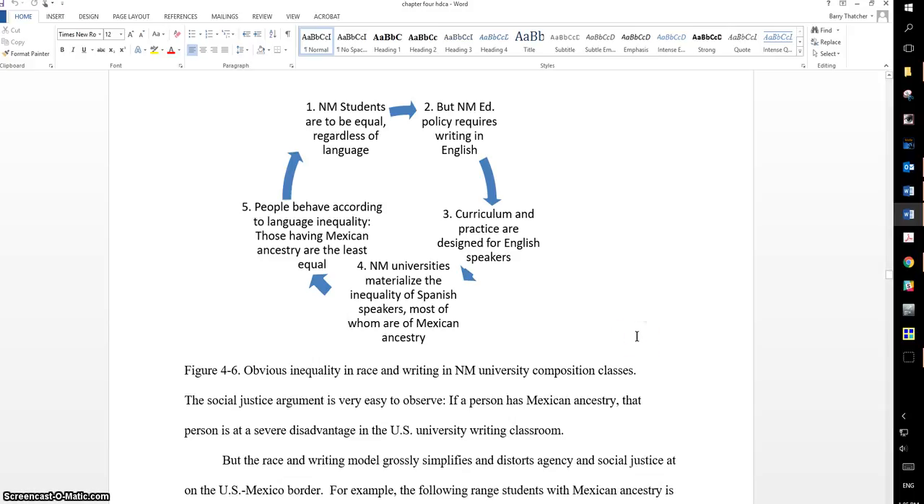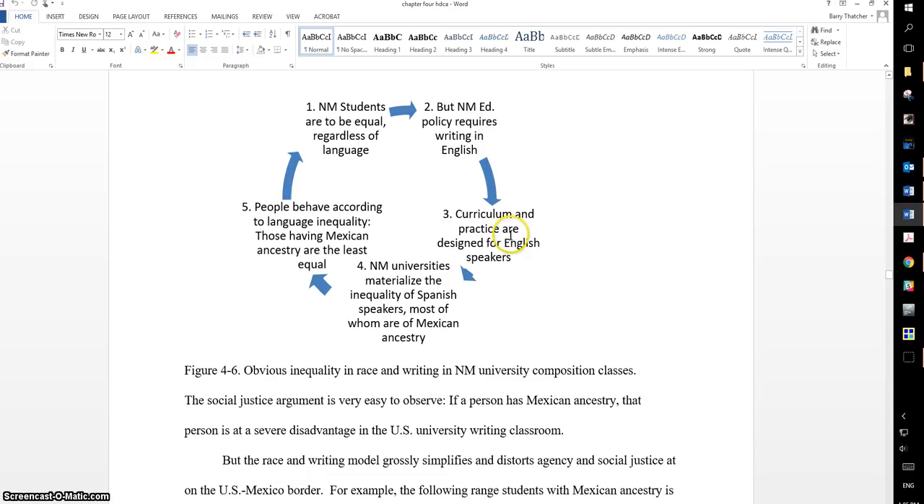Here is what Amartya Sen would call an inside or closed loop view of social justice. And you start with social justice with a statement of equality or a statement of principles. And that statement, so example 1 statement, and I fully believe, is: New Mexico students are to be equal regardless of the language. But as you go through this closed loop, New Mexico education policy requires writing in English. So immediately we have problems of equality.